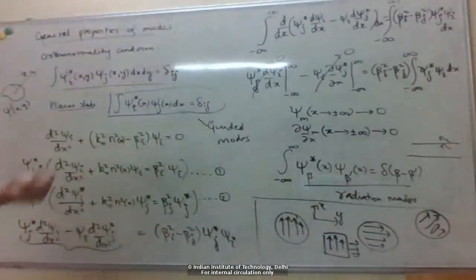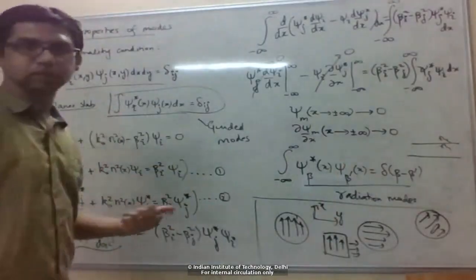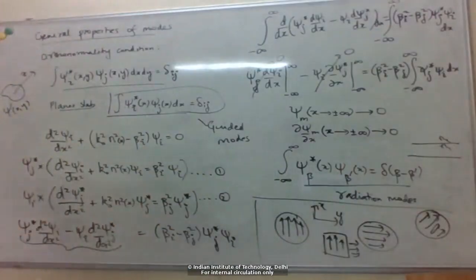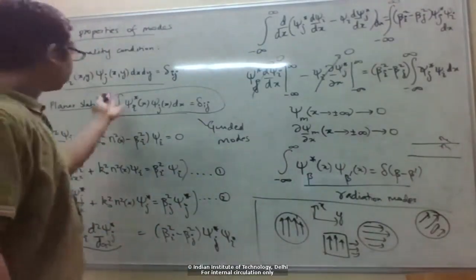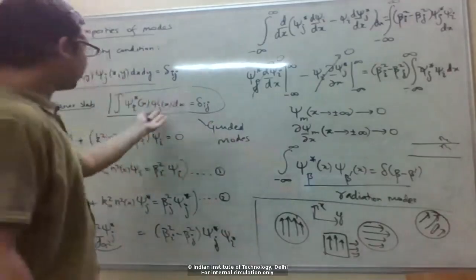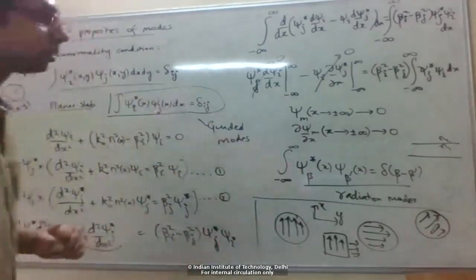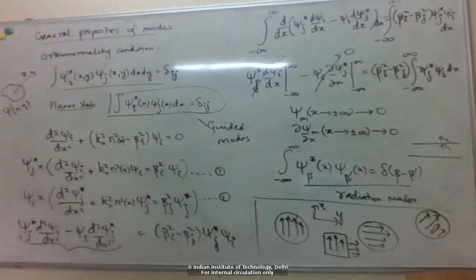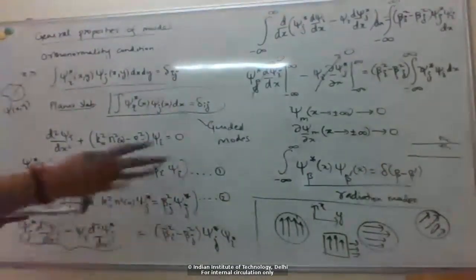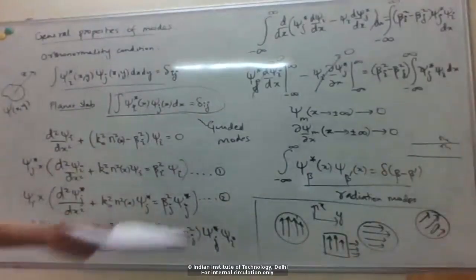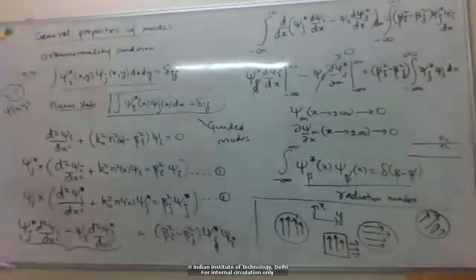So if you take all these functions, basically they form a complete set, which means that you take any arbitrary function, you can write it as a superposition of this set of guided modes and radiation modes. Again, recall, if you've done a basic course in quantum mechanics, it's the same thing there. So any general function can be written as a superposition of these modes.